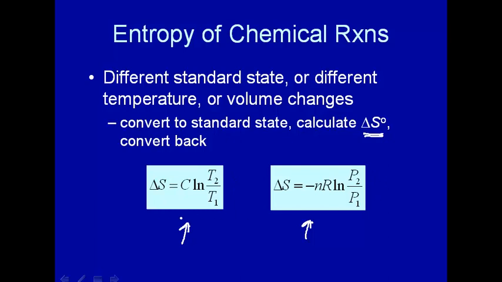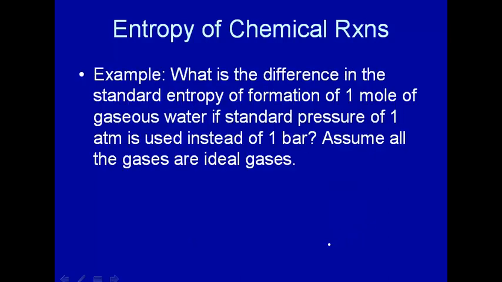This is the entropy change, heat capacity times the natural log of the final over the initial temperature, or the entropy change is the minus nR log of the final pressure over the initial pressure. Now just to show you that this is going to make a difference, let's do this example.